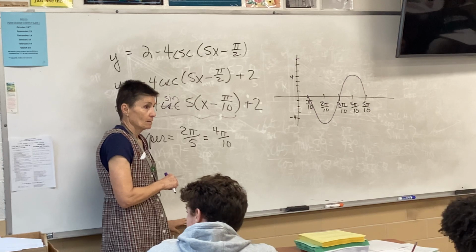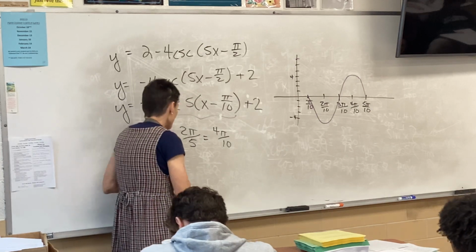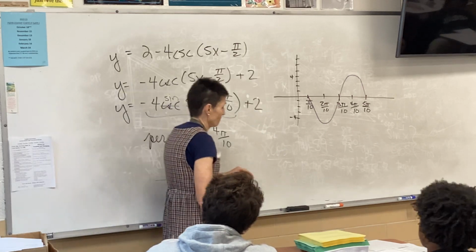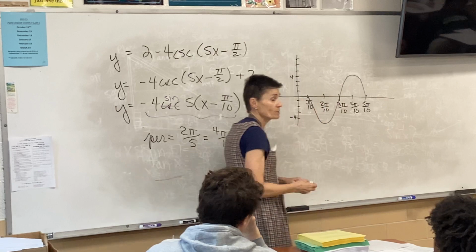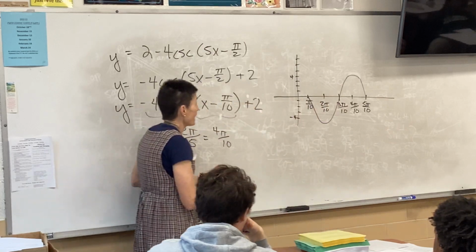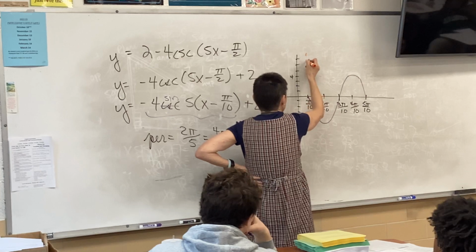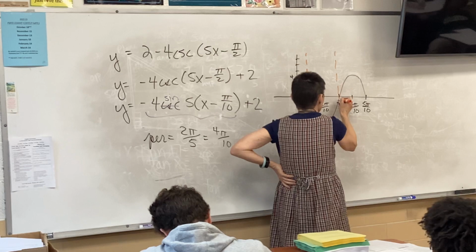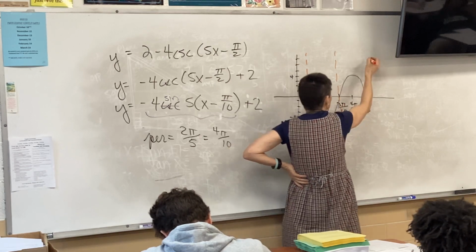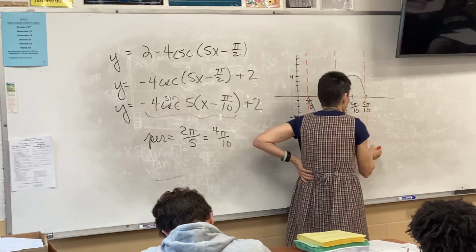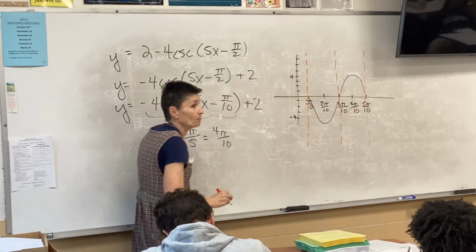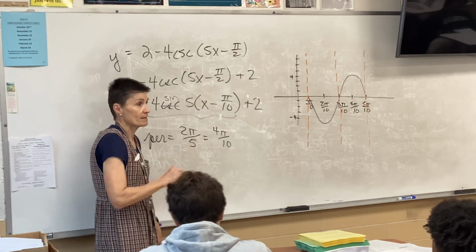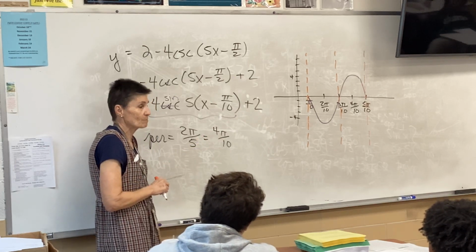All right. Now, remember, this was not a sine. This was a cosecant. So I am going to drop asymptotes in every place that the sine is 0. In other words, every time it crosses the x-axis, I'm going to put in an asymptote, because the reciprocal of 0 is undefined, asymptote, okay?